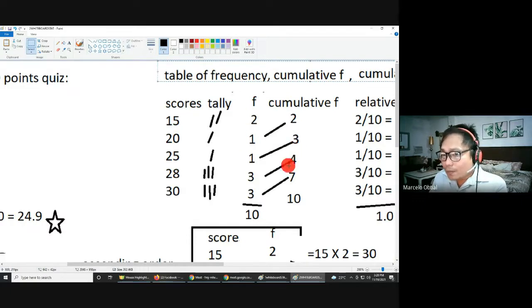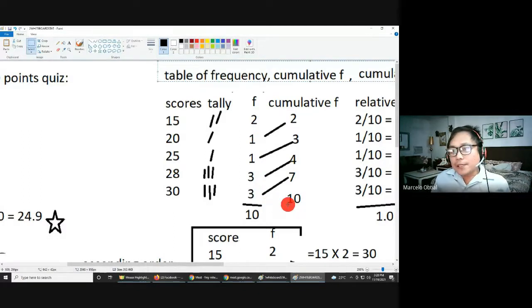The third row, accumulation of the first 3 rows. 2 plus 1 plus 1 will give you 4. Fourth row, accumulation of the first 4 rows. 2 plus 1 plus 1 plus 3 will give you 7. And the last row, accumulation of all. 2 plus 1 plus 1 plus 3 plus 3 will give you 10.